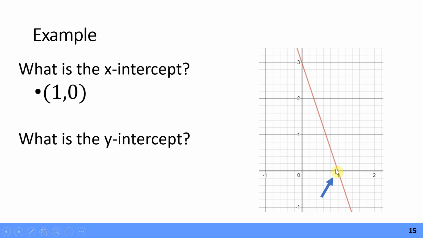But of course, we have to write it down as an ordered pair. You cannot just put, it's 1. You have to put 1, 0. So remember, it's your x value and then your y value. What is the y-intercept? Y-intercept, same thing, but where does it intersect the y-axis? Right there at 0, 3. Okay, so hopefully that made sense right there.